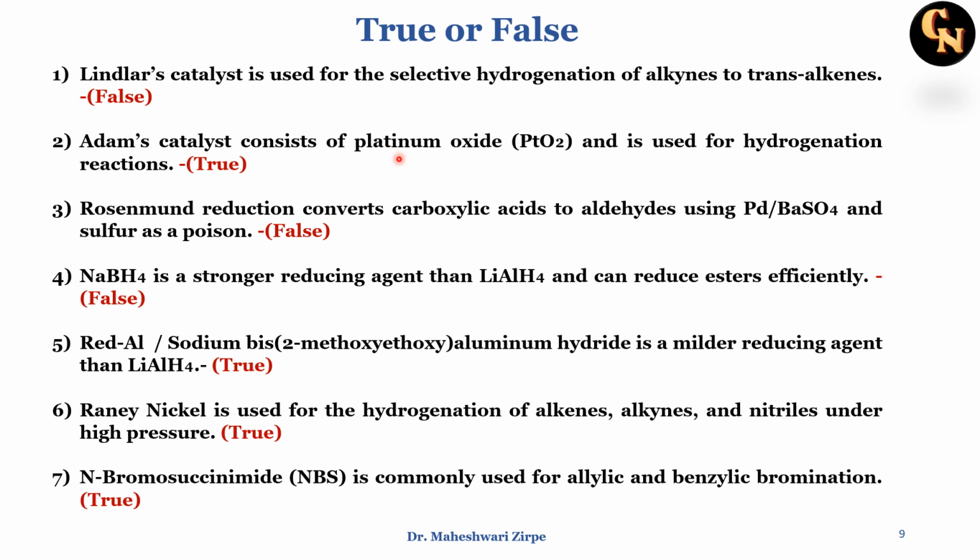Adams catalyst consists of platinum dioxide and is used for hydrogenation reactions. Yes, this is correct, because platinum dioxide is Adams catalyst, which is used for hydrogenation. Next is Rosenmund reduction converts carboxylic acids to aldehydes using Pd, that is palladium barium sulfate. Up till now, you must know that palladium and barium sulfate is used for Rosenmund reduction, but it is for what?